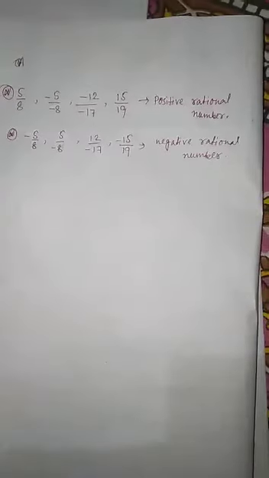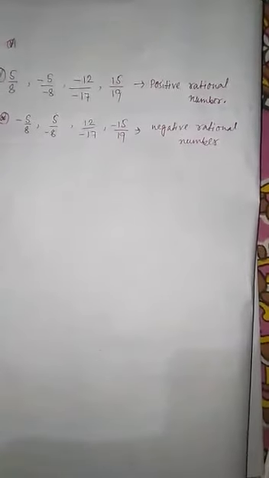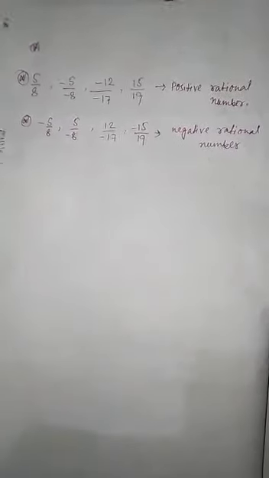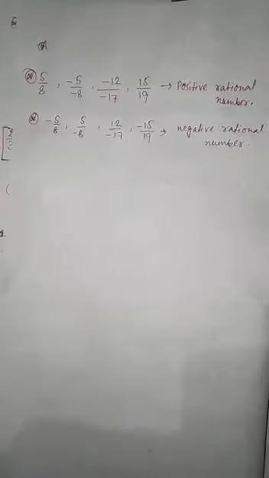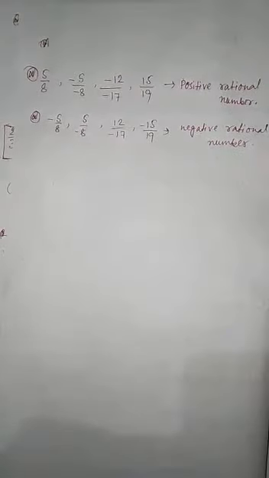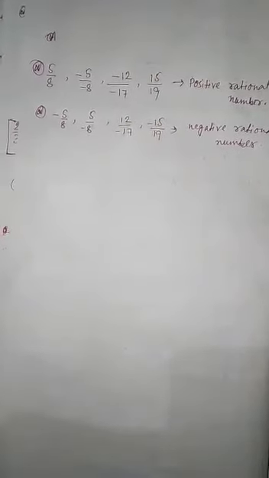So we can classify the rational numbers into two categories. One is positive rational number and another is negative rational number. What is a positive rational number? The rational numbers in which the numerator and denominator both have the same sign are positive rational numbers. So in case of a positive rational number, ultimately the output will be positive.